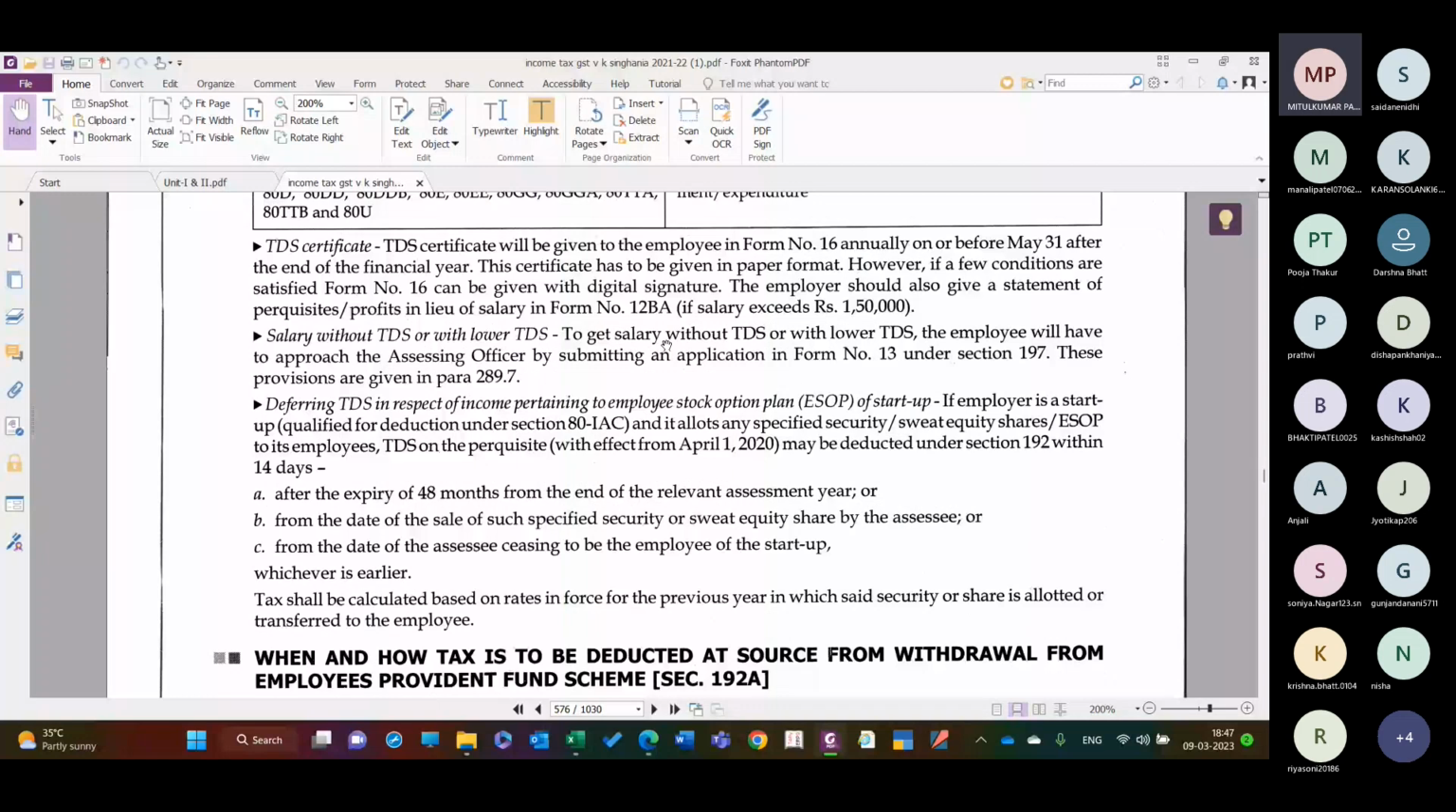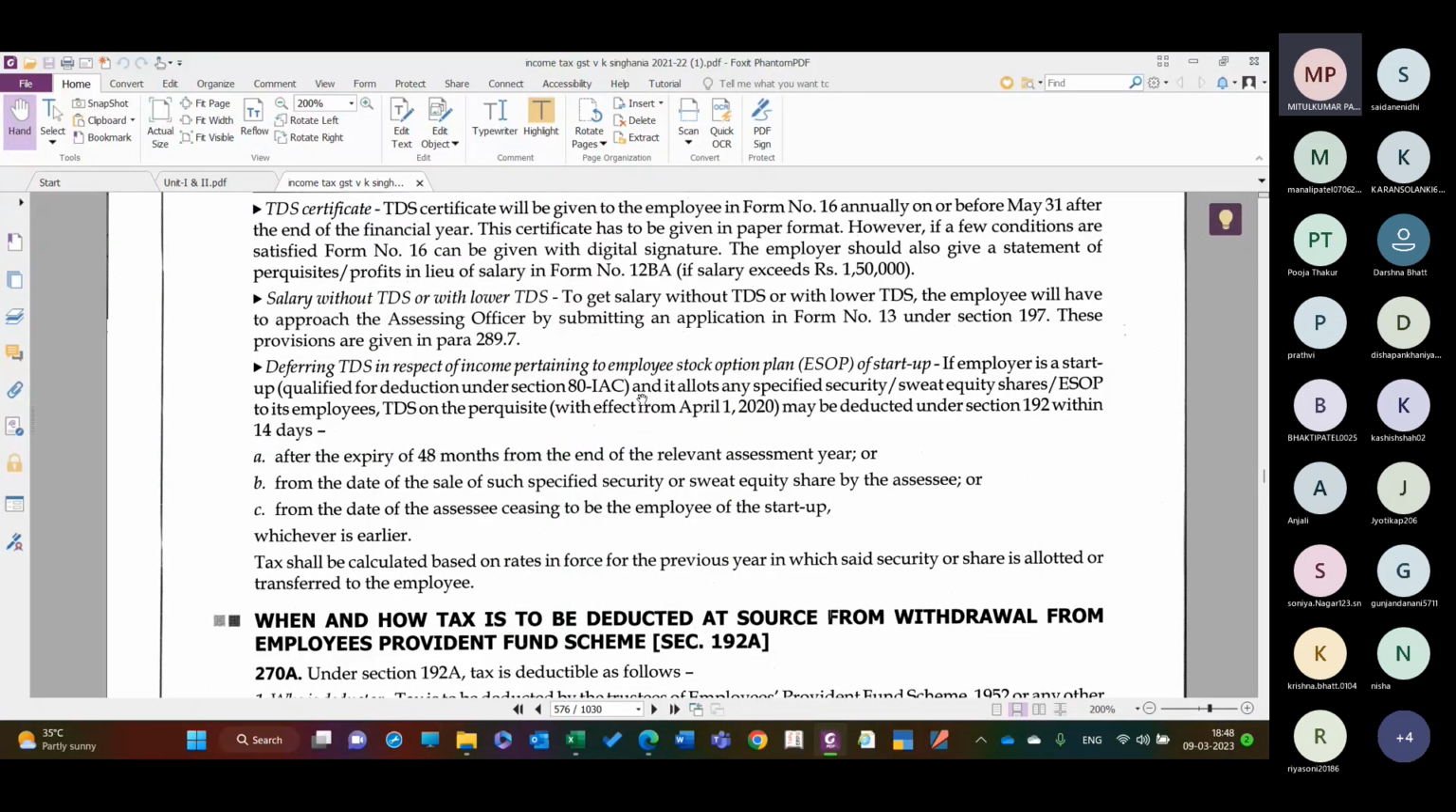This is important. Right? Deferring the TDS in respect of income pertaining to the employee stock option plan of a startup. कोई स्टार्टअप होय और स्टार्टअप एना एम्प्लॉयी ने क्योंकि in most of the startup cases they are very risky. The success of startup depends upon their employees' hard work. तो अगर जो इनिशियल स्टेज में स्टार्टअप में एज ए एम्प्लॉई हुए हैं और अगर उसको एम्प्लॉई स्टॉक ऑप्शन प्लान मिला है तो दे आर लायबल टू टैक्स.